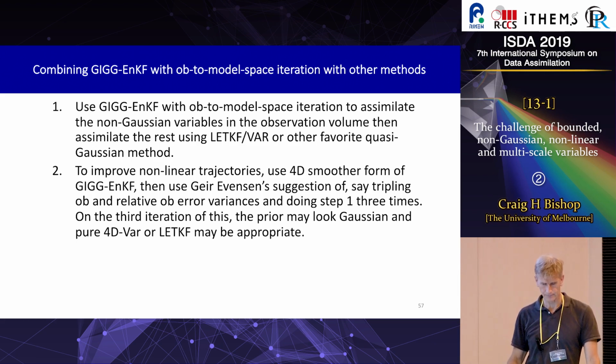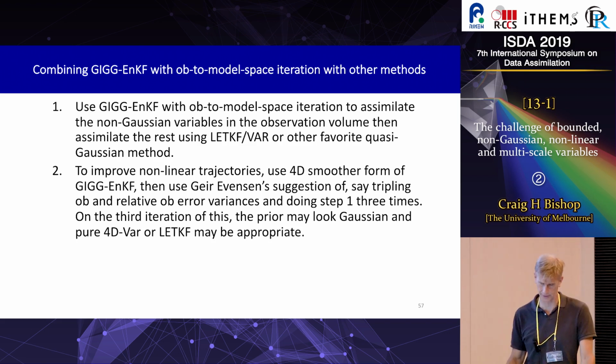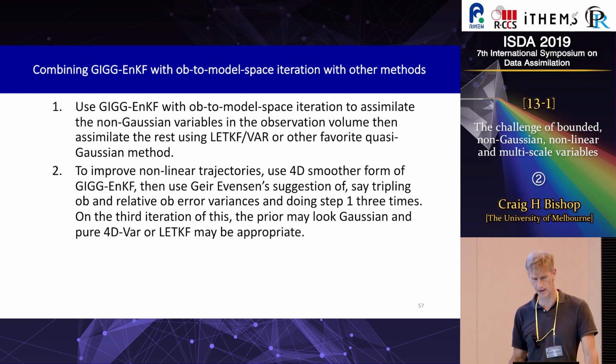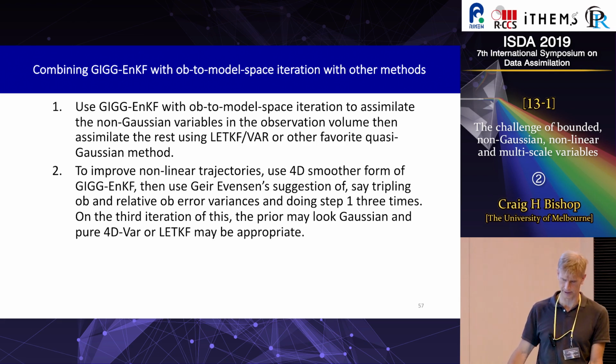Almost done. To improve nonlinear trajectories in any of these techniques, I'm particularly thinking of the LETKF here. 4D-Var with an outer loop already deals quite nicely with nonlinearities, as long as you've got an accurate TLM. But for the LETKF, Jia Evertson made the suggestion at the opening of this conference, just use a 4D smoother form of this. It's trivial in an ensemble context to turn a filter into a smoother.